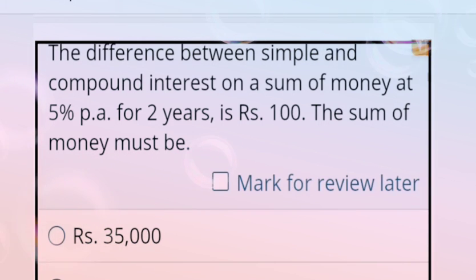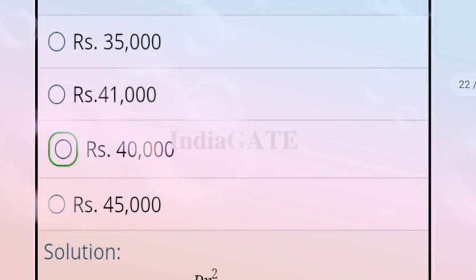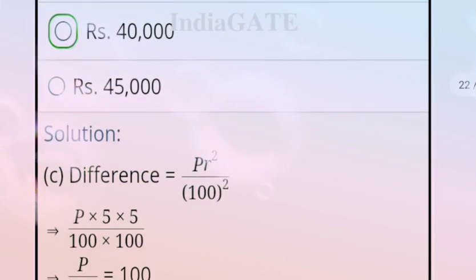The difference between simple and compound interest on a sum of money at 5% for 2 years is 100 rupees. The sum of money must be? So here are 4 options, and the correct answer is option C, 40,000. Now come to the solution here.